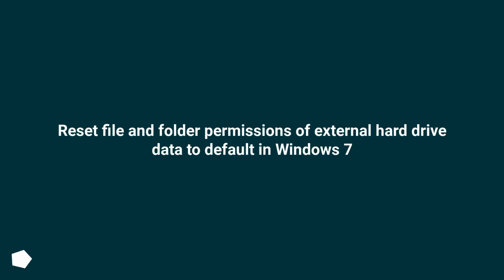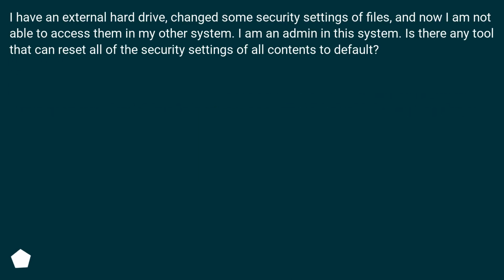Reset file and folder permissions of external hard drive data to default in Windows 7. I have an external hard drive, changed some security settings of files, and now I am not able to access them in my other system. I am an admin in this system. Is there any tool that can reset all of the security settings of all contents to default?